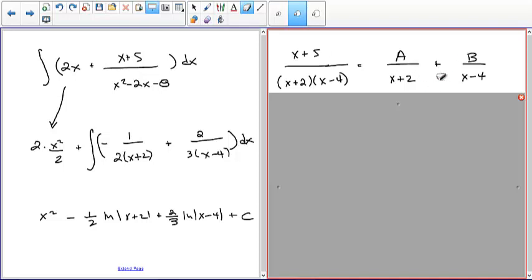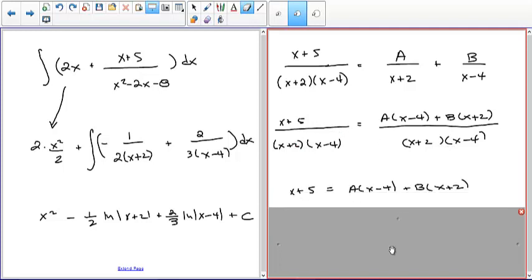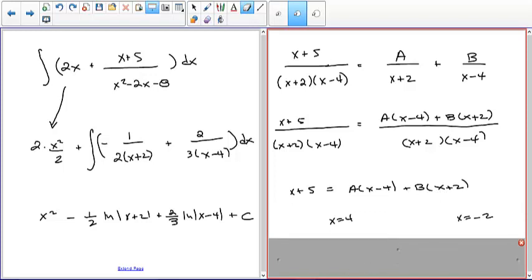So cross multiply the denominators together. You get that. So A times that plus B times that gives you the numerator, and this times that gives you the denominator. What that does now is we have the same denominator, so we can set the numerators equal to each other. And again, we're going to choose x such that this goes to 0 and the x such that this goes to 0. So to make x minus 4 equal 0, x is equal to 4, and to make x plus 2 equal 0, you make x equal negative 2. So those are the two values of x we're going to choose and plug in to solve for A and B.